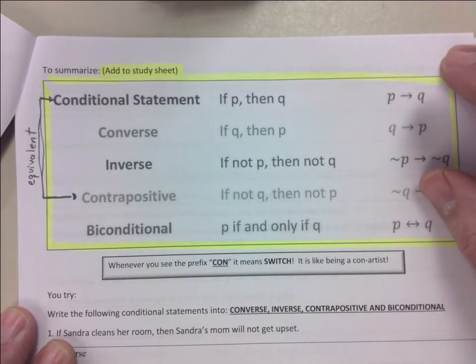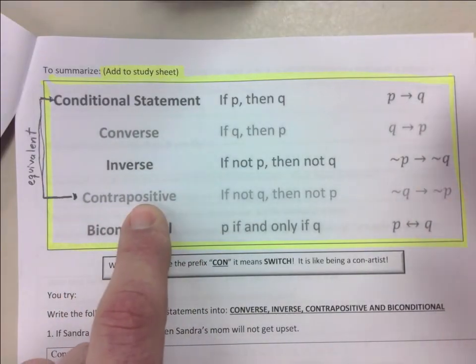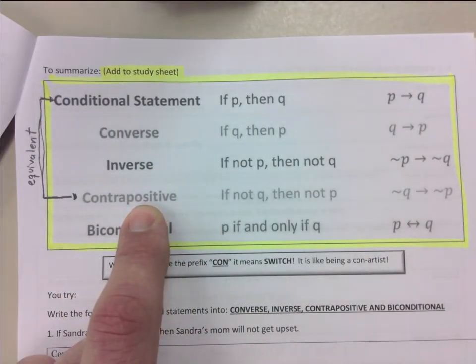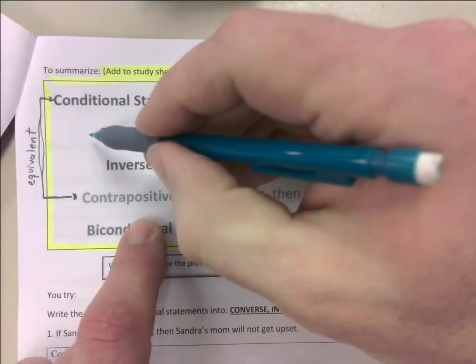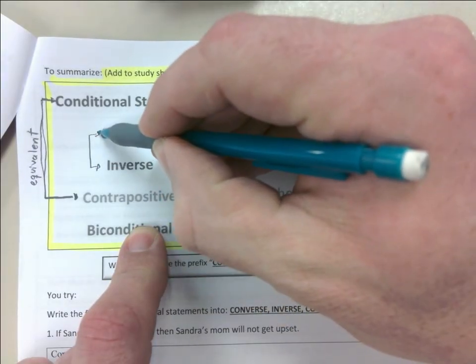If you just want to go equal, I'm okay with that. But the conditional and the contrapositive, it turns out that you're saying the exact same thing. You're just saying it differently. The converse and the inverse are also equivalent.